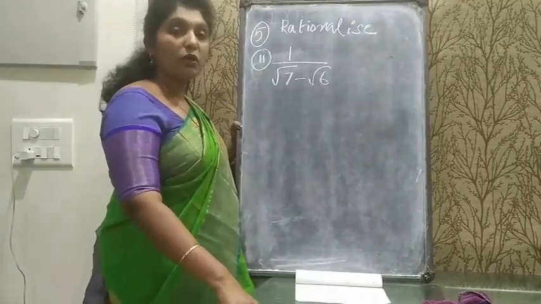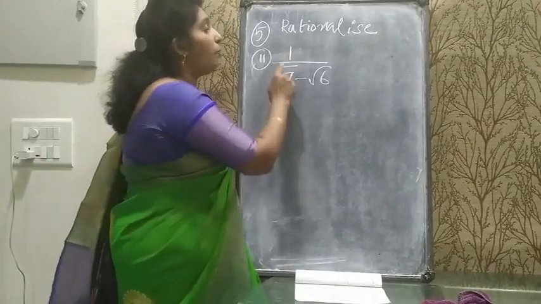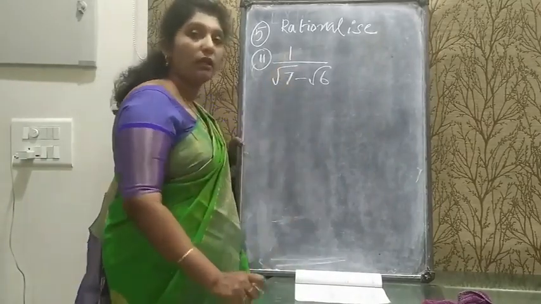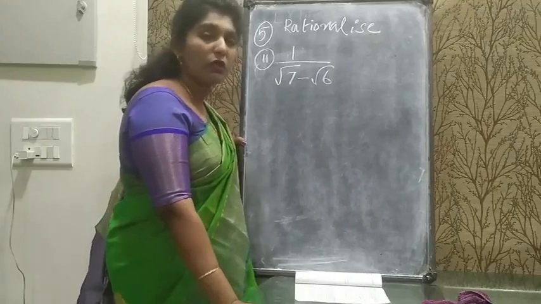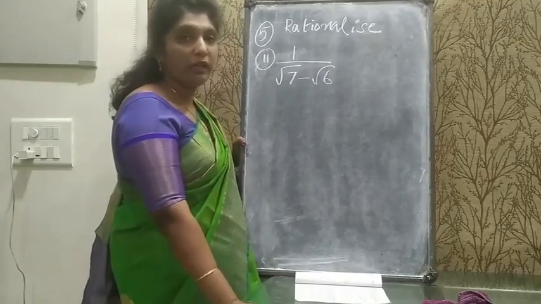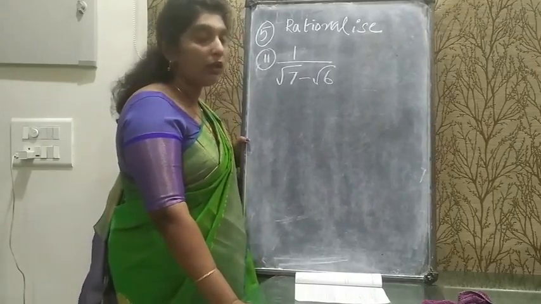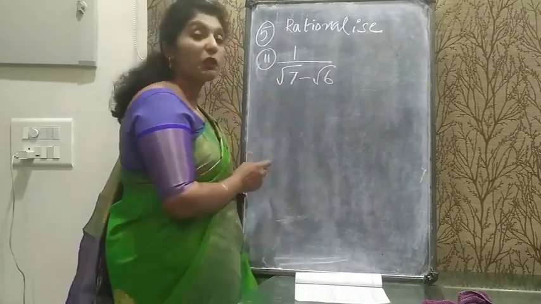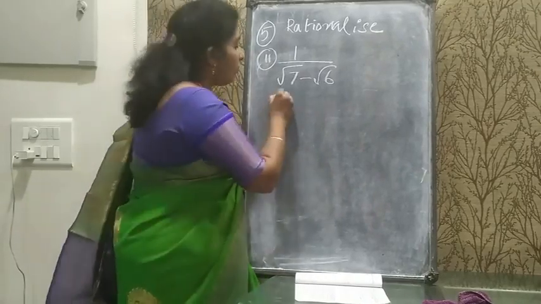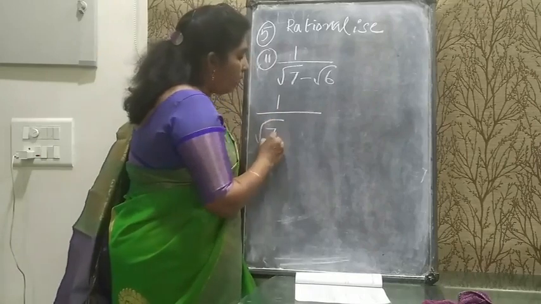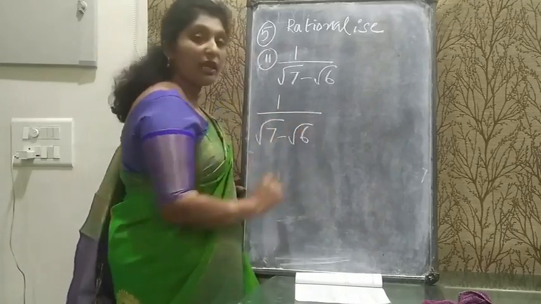Now the second sub question is, you have to rationalize 1 by root 7 minus root 6. In the first sub question, only root 7 was there in the denominator. That was easy for us. Now here, 1 by root 7 minus root 6 is there. In this question, we have to rationalize the denominator.